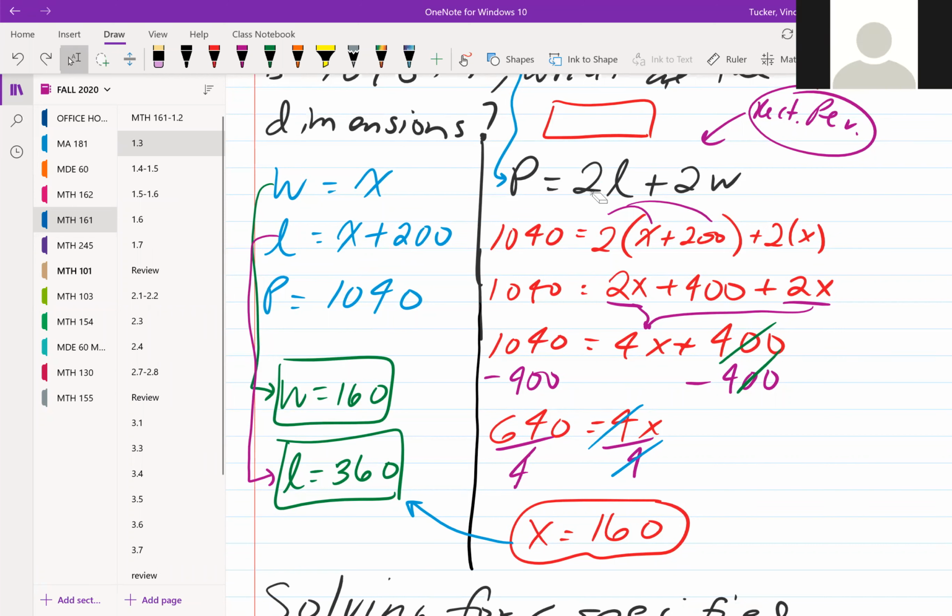Quick question. Did we get the 2 from the formula for the perimeter? Yes. Yep. These twos right here are a part of the formula.